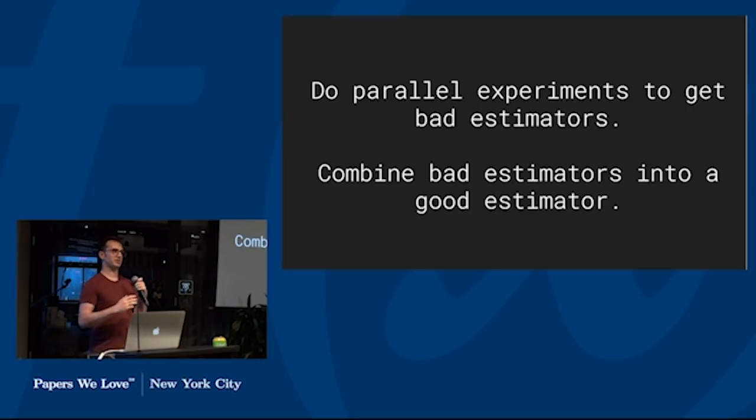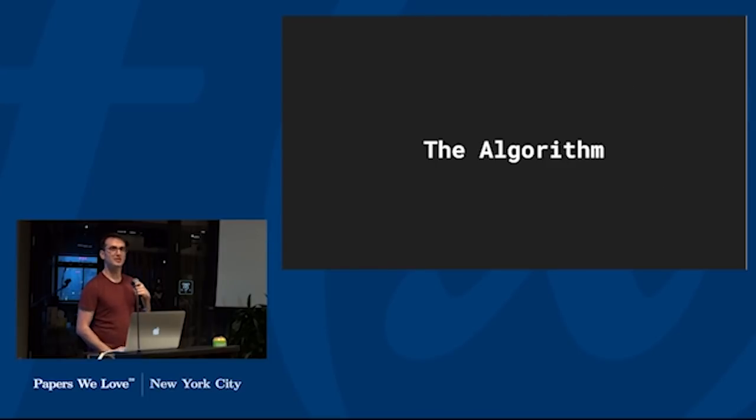And that's basically the big picture for how this is going to work, right? We're going to do parallel experiments on this stream of data. We're going to get bad estimators. And we're going to combine all of those bad estimators to get our final good cardinality estimate. Easy peasy. So let's get into the details.